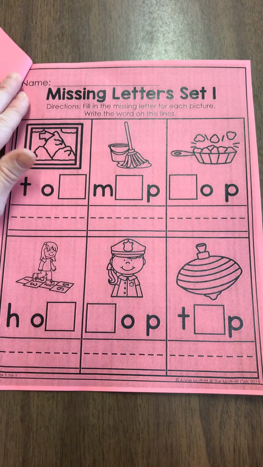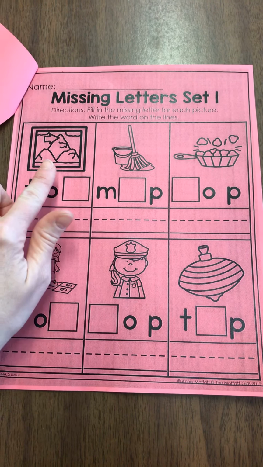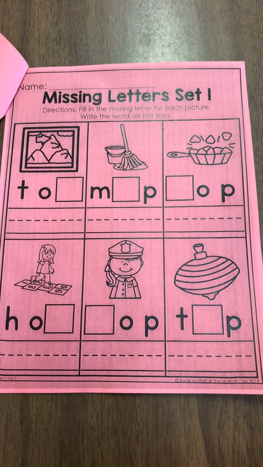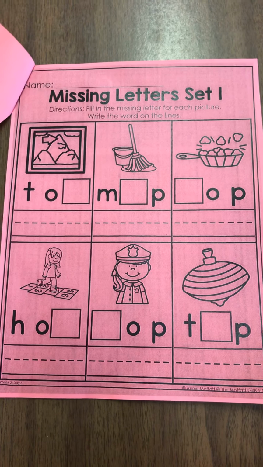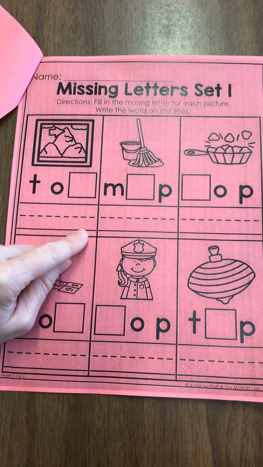Then we have our next set of missing letters. Same thing. Look at the picture, figure out what the picture is showing you and what the letter is missing. Rewrite that word underneath in your best handwriting, and then when you're all done, you can send that to me as well.